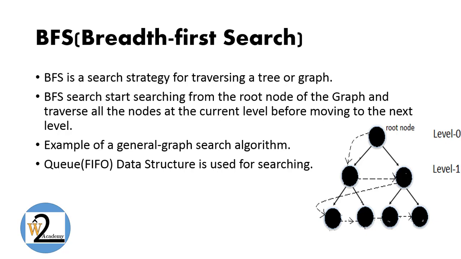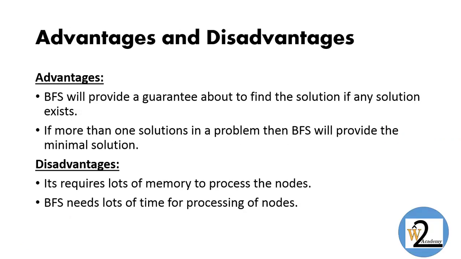BFS is also an example of a general graph search algorithm. BFS uses a queue data structure for traversing the graph. Now there are some advantages and disadvantages of BFS. Advantages of BFS are: BFS provides a guarantee to find the solution of a problem because BFS moves through each level and processes each node of the graph. If more than one solution exists, then BFS finds the best optimal solution which has less cost.